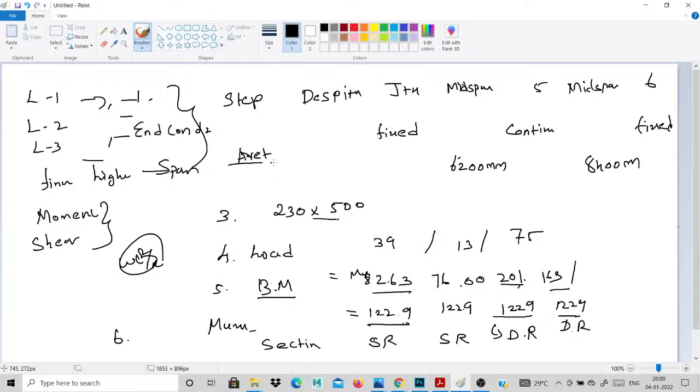Then what are the codes available? What are the main themes and others for your slab also? What is the minimum distance for your beam? Once again.